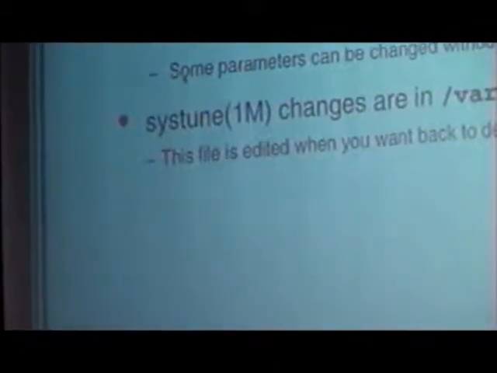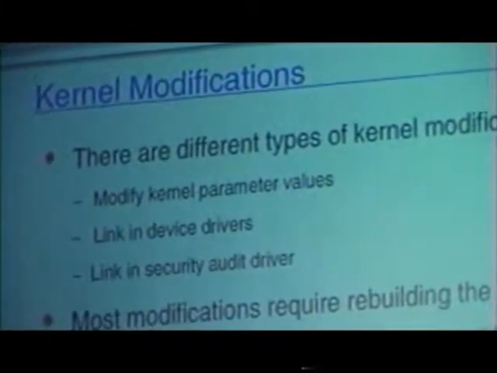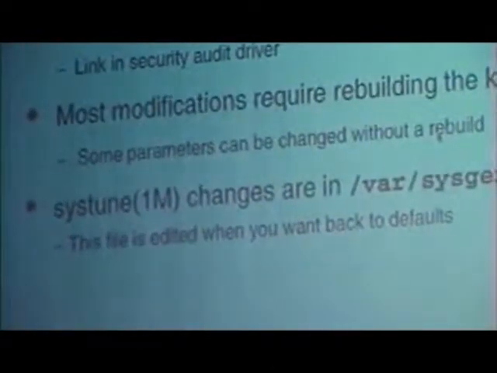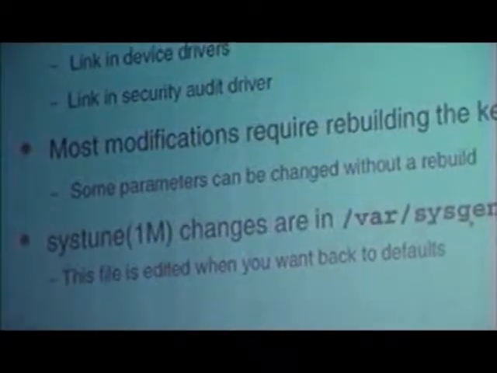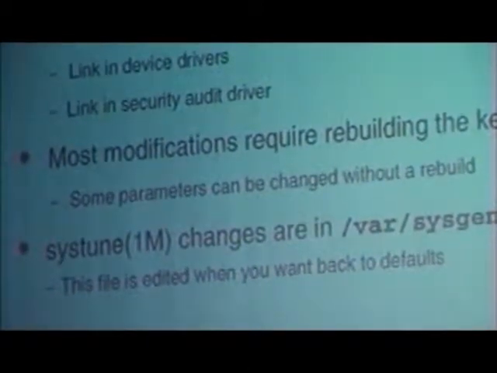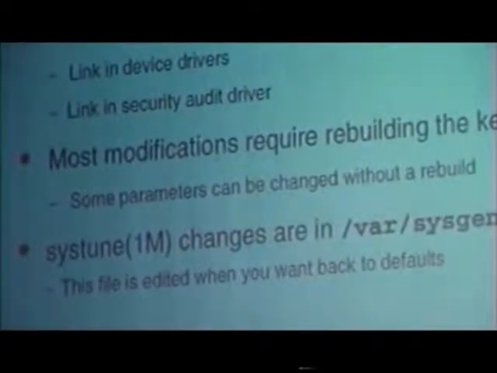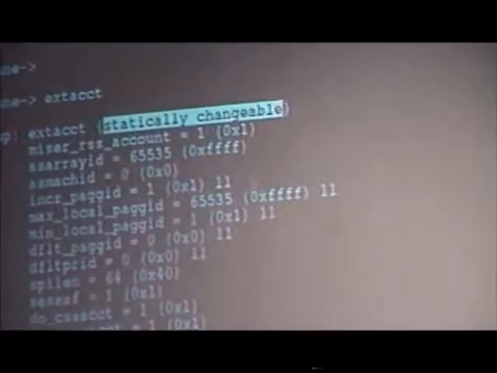So it's just saying here some parameters can be changed without a rebuild. Those are the dynamic ones. The static ones do require an autoconfig and a rebuild to take effect. And then all the systune changes are kept in /var/sysgen/stune. That's why I keep that file. So in my inventory process, I grab the stune file so I can see what they have changed. Because if I look at stune, I can't tell whether that was changed or not.